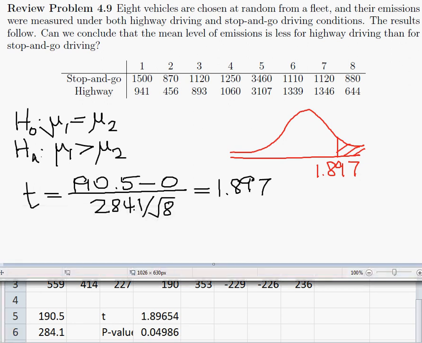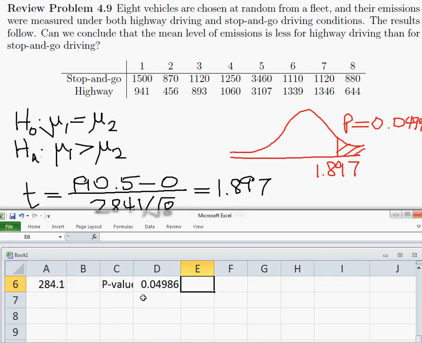These are the ones that give professional statisticians headaches, that we have a p-value that is so close to the cutoff. So we have a p-value that is 0.04986, so 0.0499. And so that is less than 0.05, and so our decision will be that we reject the null hypothesis.